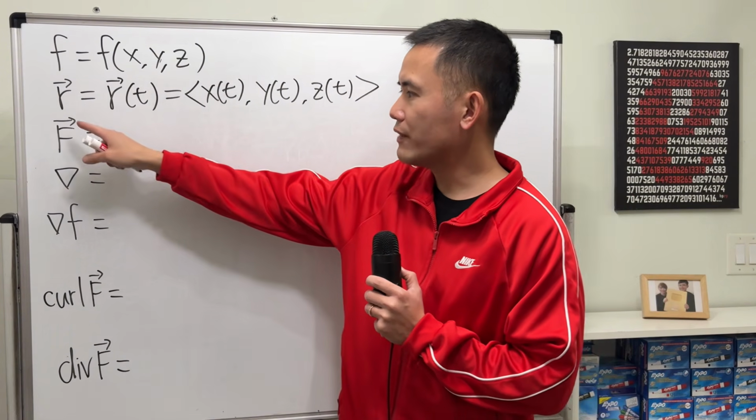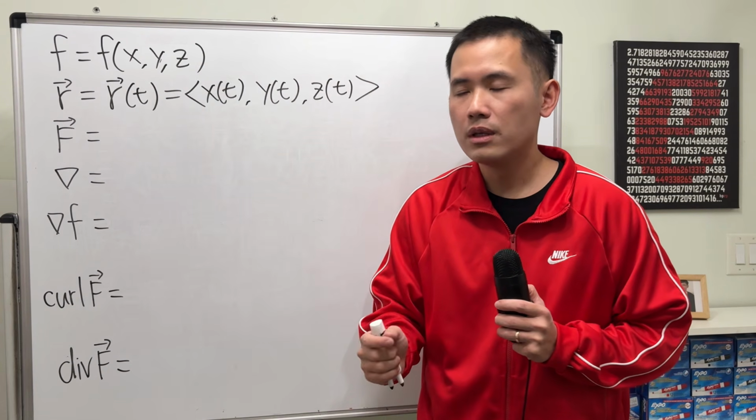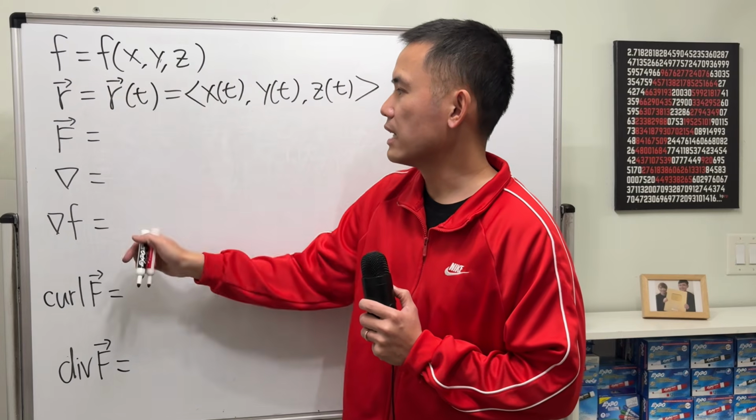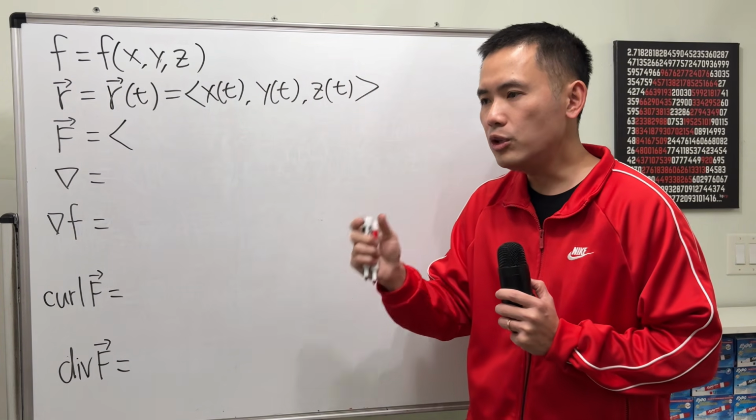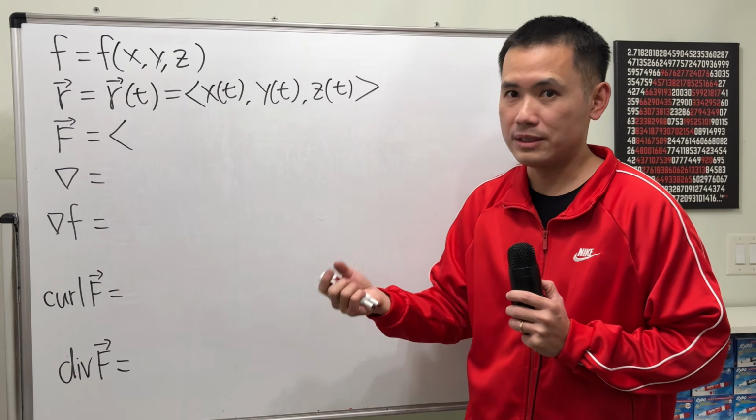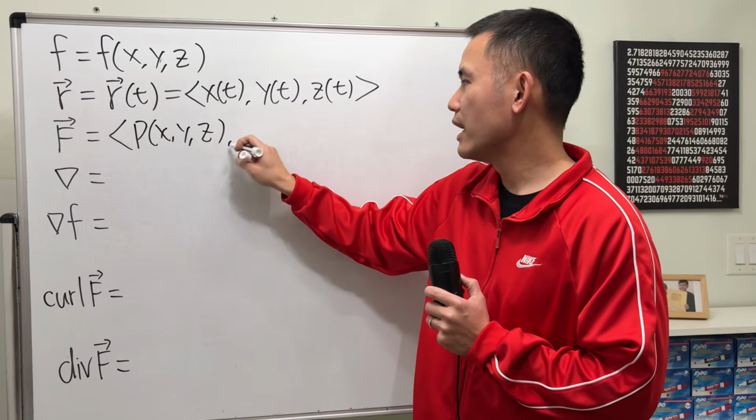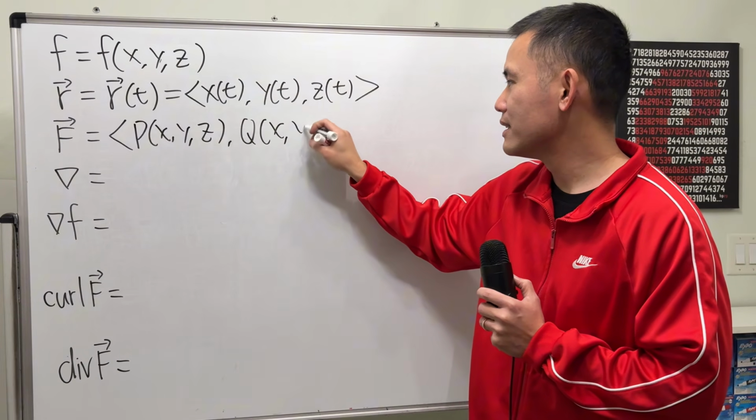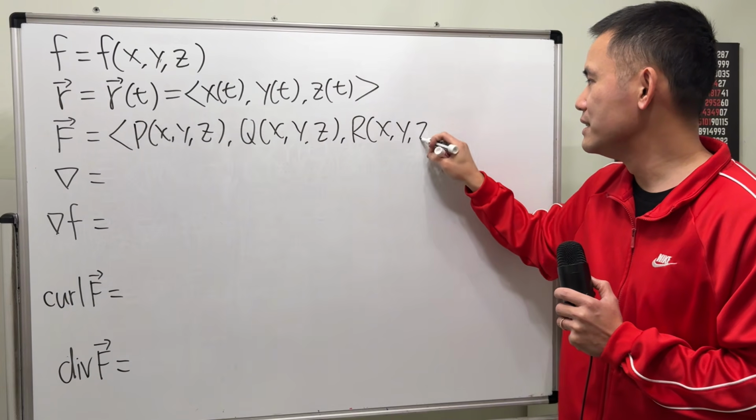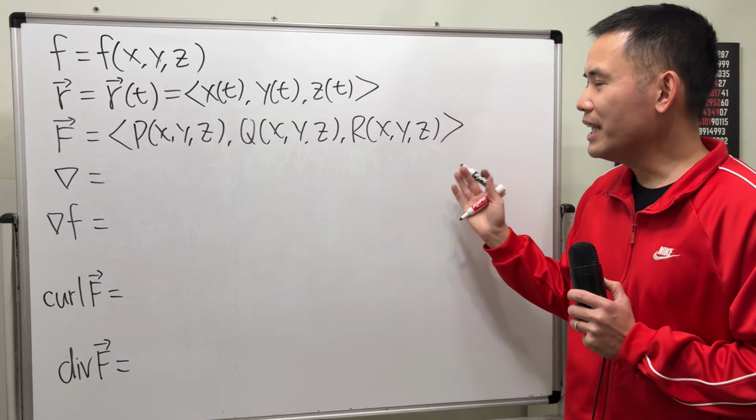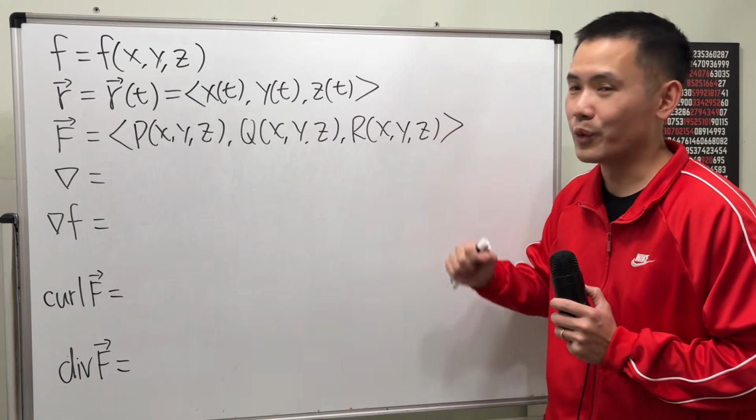The next one, when we have a capital F with an arrow on the top, this is a vector field. The difference between this and that is that this right here, it's a vector with three components, but each component is a multivariable expression. We are going to write it as P of x, y, z, and then Q of x, y, z, and lastly, R of x, y, z. And you can imagine this right here, it's pretty crazy, right? Because we have a lot of things going on already.